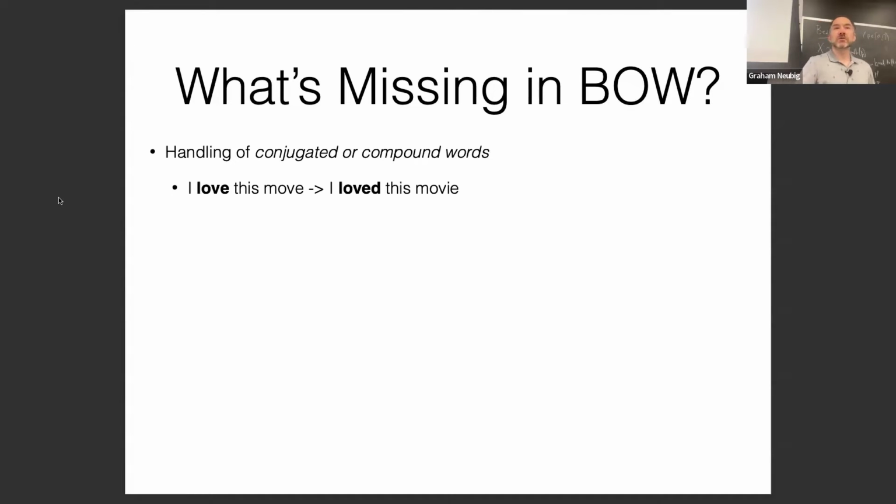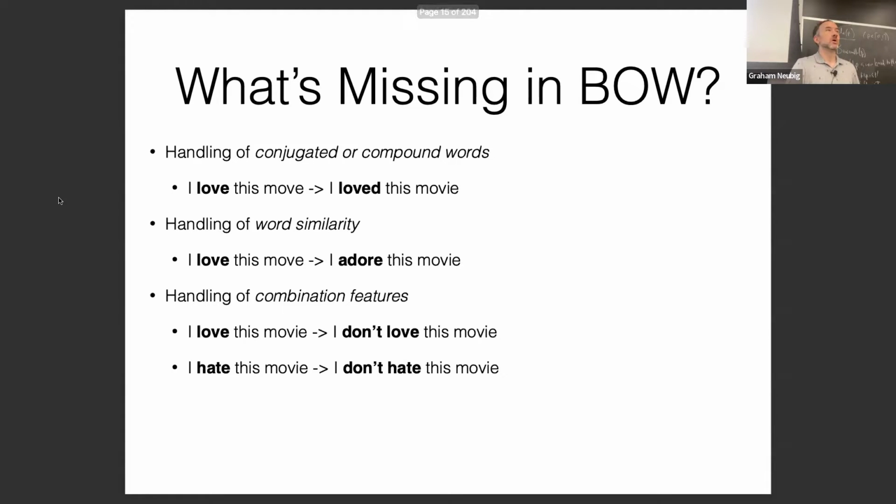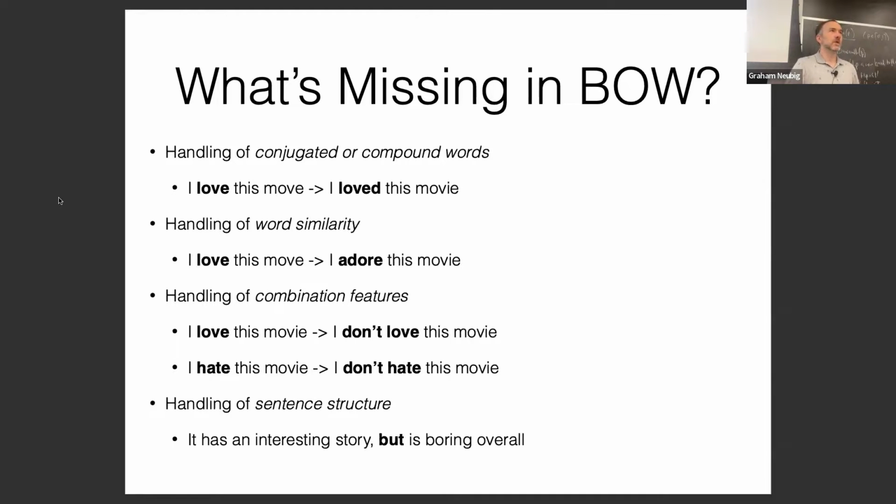So if we look at what is missing in the bag of words models, we talked about several things that it was missing. We talked about it missing things like conjugation or compound words. We talked about it missing handling of word similarity. We talked about it missing handling of combination features, so things like love to don't love and hate to don't hate, and also handling of sentence structure. And so this time I'm going to talk about how we handle a lot of these things, not all of them, but a lot of them.